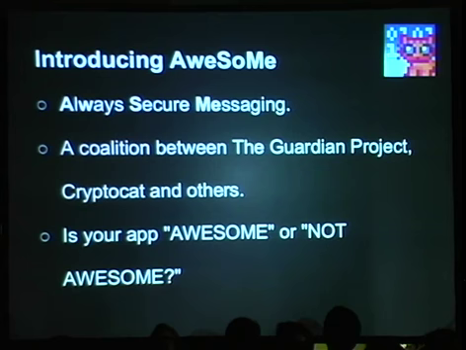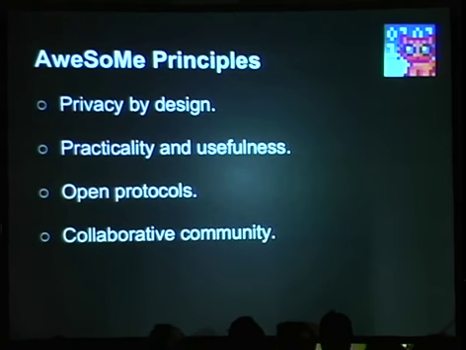It's a coalition between the Guardian Project, which offers encrypted instant messaging applications for Android, ChatSecure, which offers encrypted instant messaging for iPhone, and Cryptocat. And so we're basically going to have a criteria of evaluating other apps into our standard, which is, are they awesome or not awesome? Very simple criteria. Our principles are privacy by design, practicality and usefulness, open protocols, and a collaborative community. It's all very simple, very diplomatic stuff.